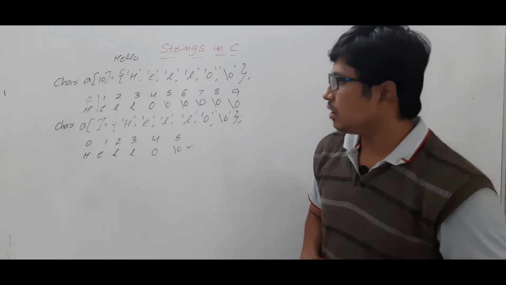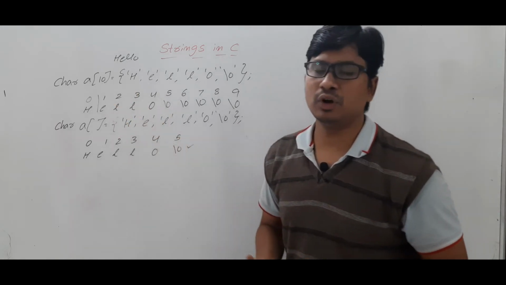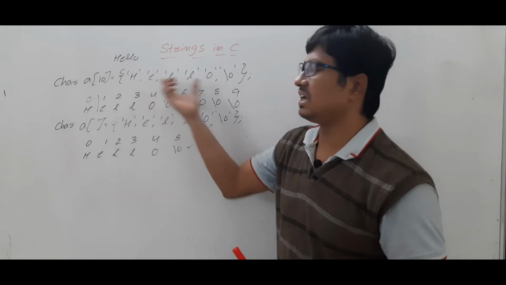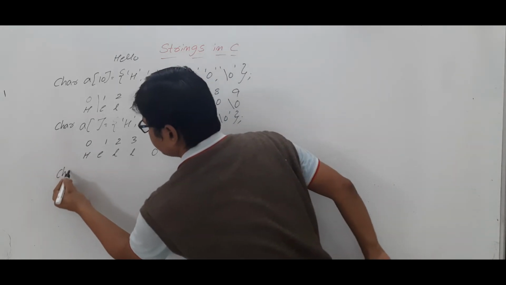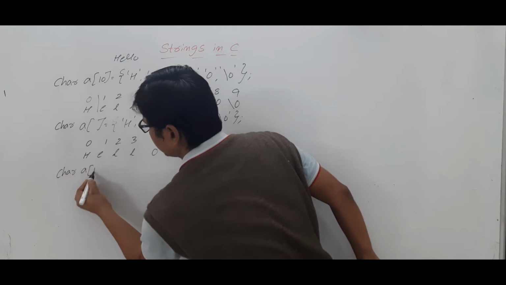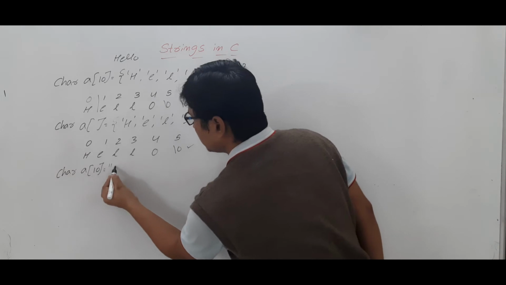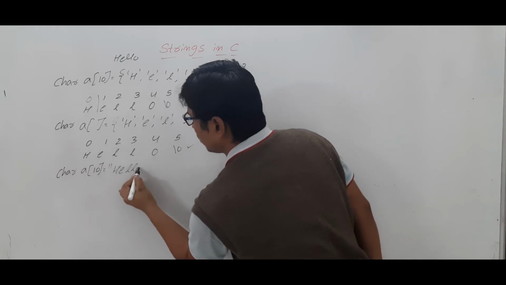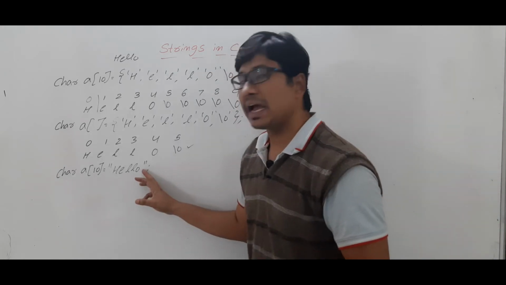Is it clear? Now the same one I want to initialize as a string instead of a collection of characters. Then what I will do is create A of some 10, and within double quotation marks, I will write the string called hello. Now you can ask me the doubt, sir, you did not specify the backslash 0.